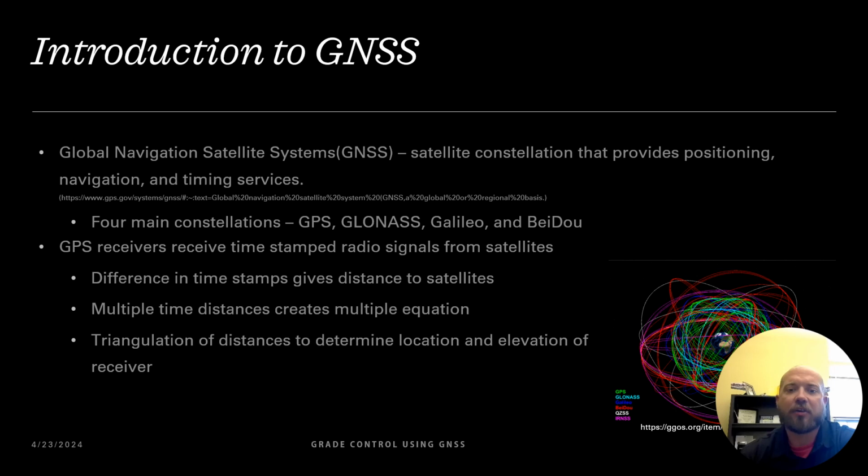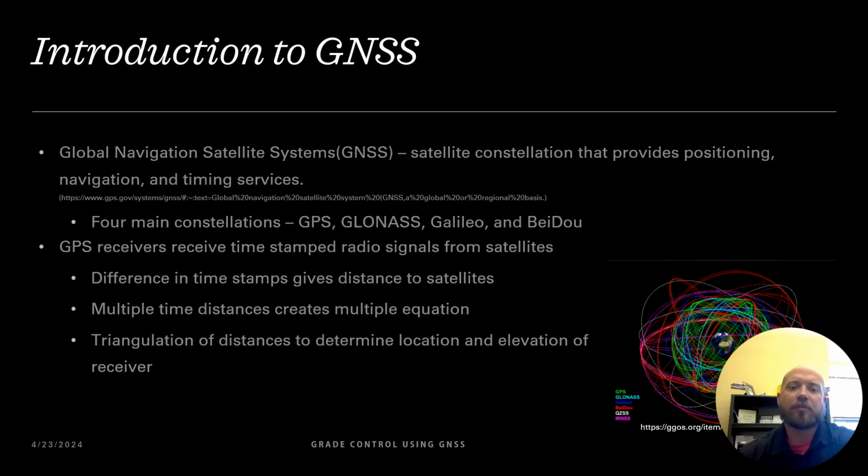Global navigation satellite systems generally describe satellite constellations that provide positioning, navigation, and timing services. There are four main constellations: the GPS, the GLONASS, the Galileo, and the Baidu.